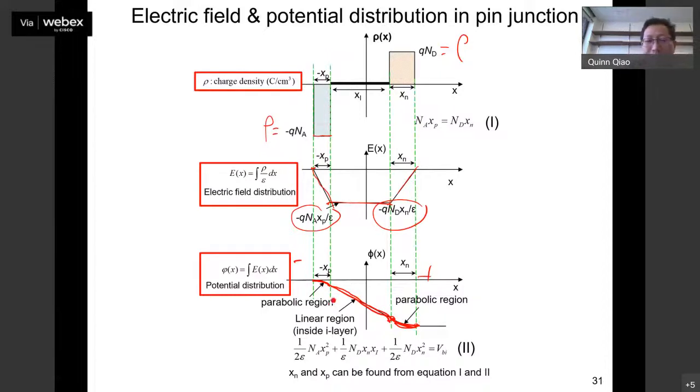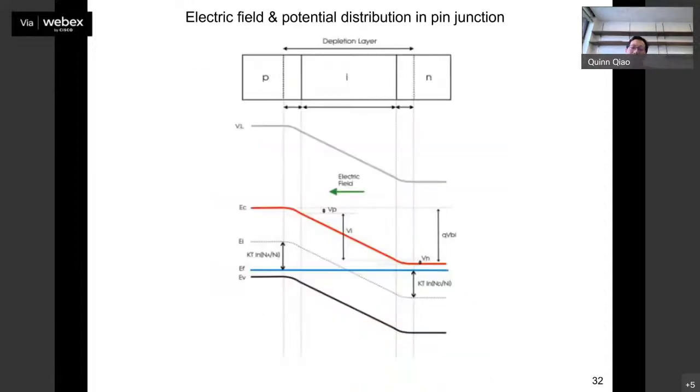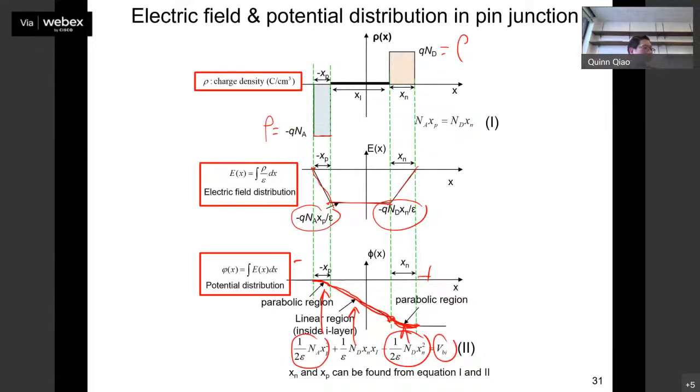And then you add all this together. This one is here for that, and the middle one is for this, and this one is the parabolic for this one. So you add the three ranges together, and that's the total VBI. That's the way we calculate total VBI. So this total VBI will be the maximum open circuit voltage you can get. So that's about the PIN.